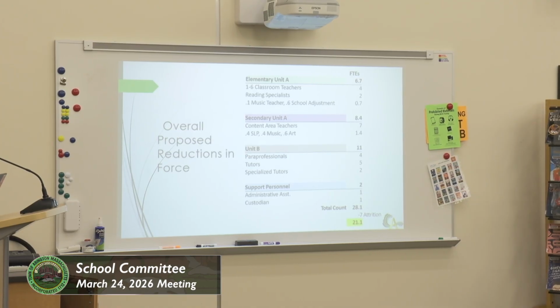And finally, there will be an operational and facilities impact with a decrease in custodial services, IT support, and summer custodial services, as well as a reduction in our community engagement with the elimination of our interpreter. So these cuts will have an impact. They will hurt kids. And I just wanted to reiterate that.